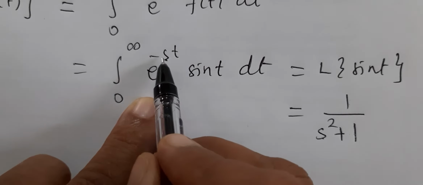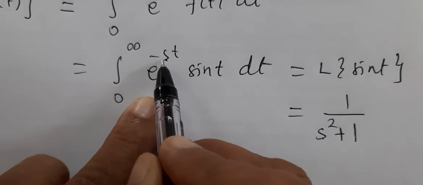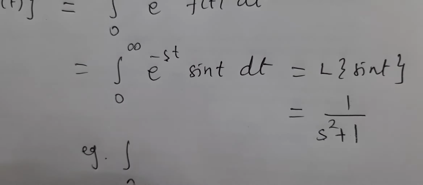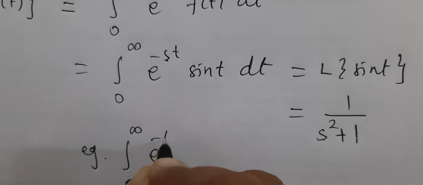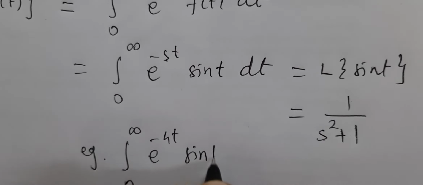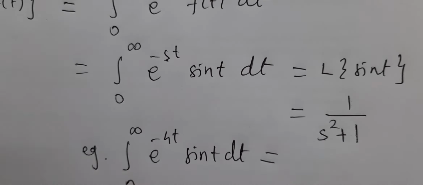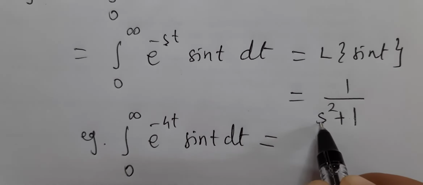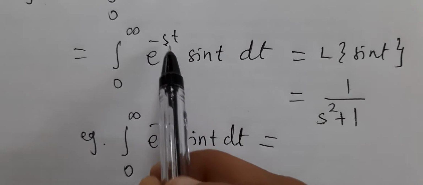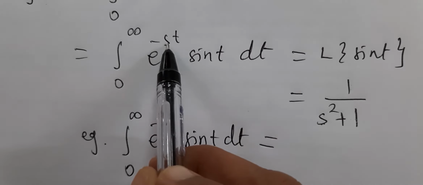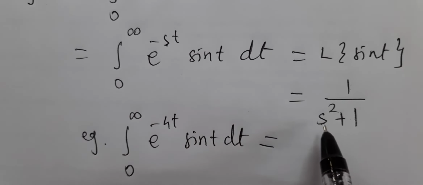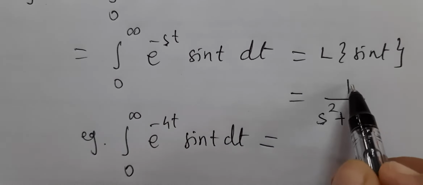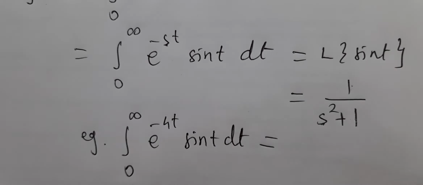So instead of s, if I take 4, as an example, if I write here e raised to minus 4t sin t dt, then clearly what are we going to get? In place of s, it will be 4. I hope you understand this. In place of s, I am taking here 4. So here also in place of s, I will get 4. So this integration will be 1 upon 4 square plus 1.